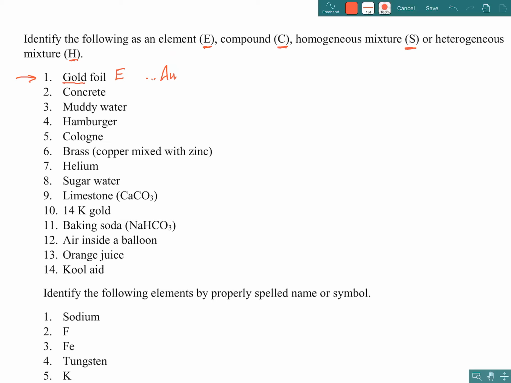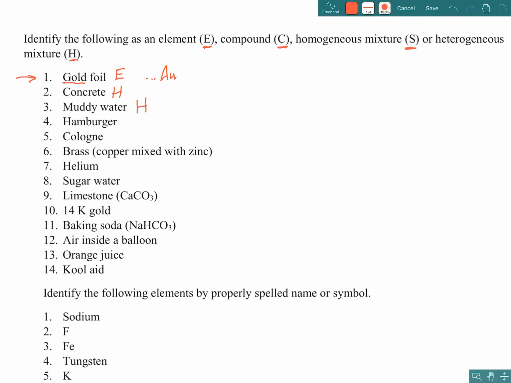Okay, next up, concrete. What do you think? All right, if you said heterogeneous mixture, give yourself a pat on the back. It is definitely not uniform. It's not an element, and it's not a compound. Concrete by no means is pure. So it's either homogeneous or heterogeneous, and it's not uniform throughout. There are many, many different phases. So you had to go with heterogeneous. Okay, number three, muddy water. That's right, heterogeneous again. Good job. You're owning this. Obviously, muddy water is not pure, so you have to cross off element and compound from your list. It's not uniform throughout, so it must be a heterogeneous mixture.